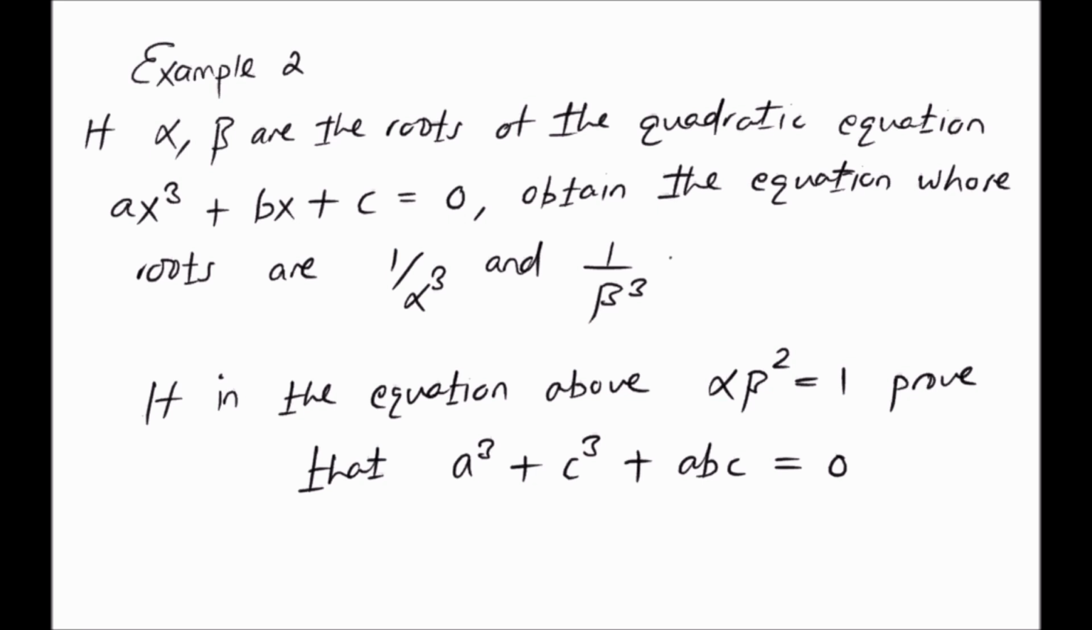So, if alpha and beta are the roots of the quadratic equation ax squared plus bx plus c, obtain the equation whose roots are 1 over alpha cube and 1 over beta cube. So our equation ni huyu ax squared plus bx plus c sasa na 0. Yeye ana root mbili, alpha and beta.